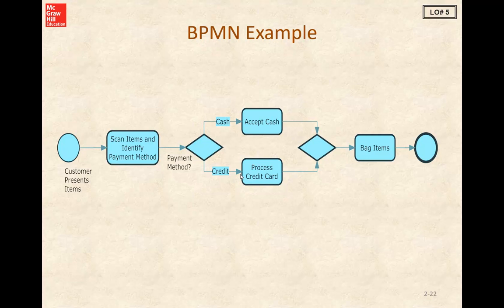Okay? Depending on which direction we go, we've got another activity. So if it was credit, we're going to process that credit card. And our sequence flow is going to continue on and bring us back to another gateway here, which is simply bringing our process back together. So the first gateway branched us off into either cash or credit. The second gateway brought us back to the sequence process. And the last thing was to bag items. We've got that in our rounded rectangle. And then our flow goes to the end of our process, which is our bolded circle.